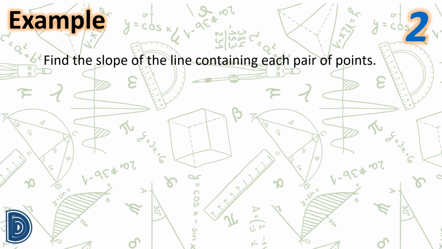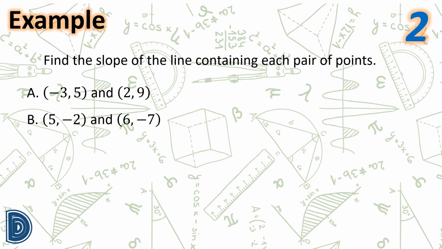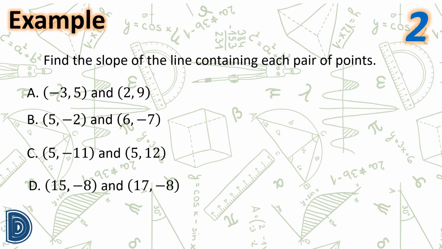Let us have some examples. Find the slope of the line containing each pair of points. Letter A: (negative 3, 5) and (2, 9). Letter B: (5, negative 2) and (6, negative 7). Letter C: (5, negative 11) and (5, 12). Letter D: (15, negative 8) and (17, negative 8). Let us begin with letter A.